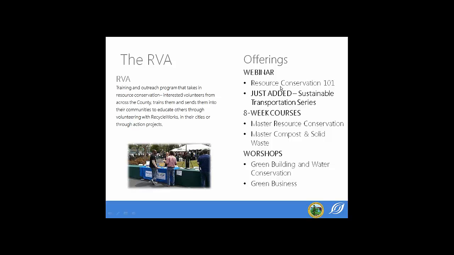core objective. This program year's RVA offerings include webinars like the one we are having right now, and two 8-week in-class courses on resource conservation, compost, and solid waste. Both started earlier this year, but we offer them every year. We also have single session workshops. The Green Building and Green Business workshops are coming up.